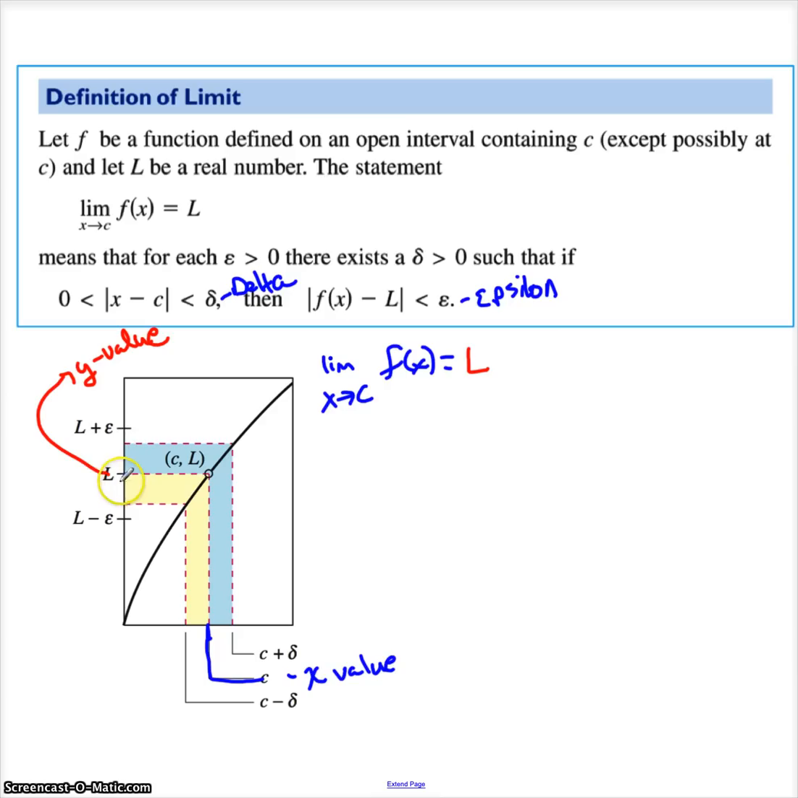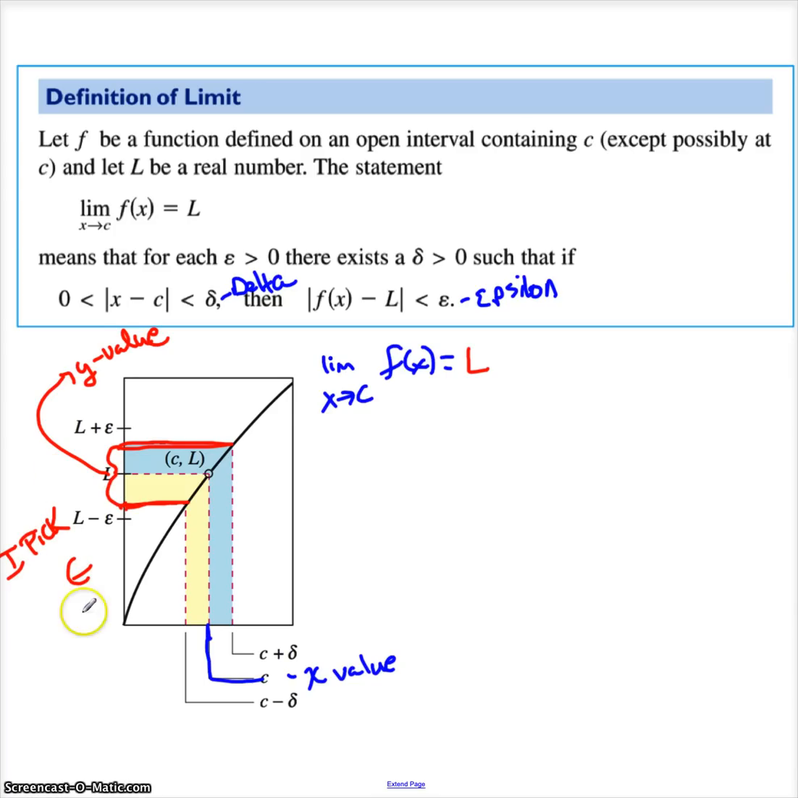Now, if I were to scooch up just a little bit, if I were to add epsilon to L and define this region right here as L plus epsilon, and then scooch down and subtract epsilon, so I have this L minus epsilon, I've got this region right here that I'm working with. The definition says it doesn't matter what epsilon I pick. I pick any epsilon I want.